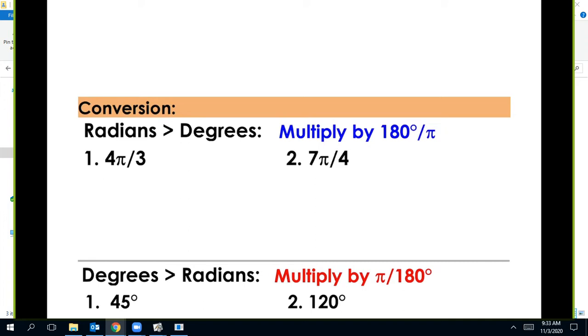I like to write these as fractions vertically so I can see how they come together here. And so we'll cross out the pi's. And we'll reduce the 18 and the 3 to be a 6 or 60. And then 4 times 60 is 240. Go straight across. Do the same thing on the next one.